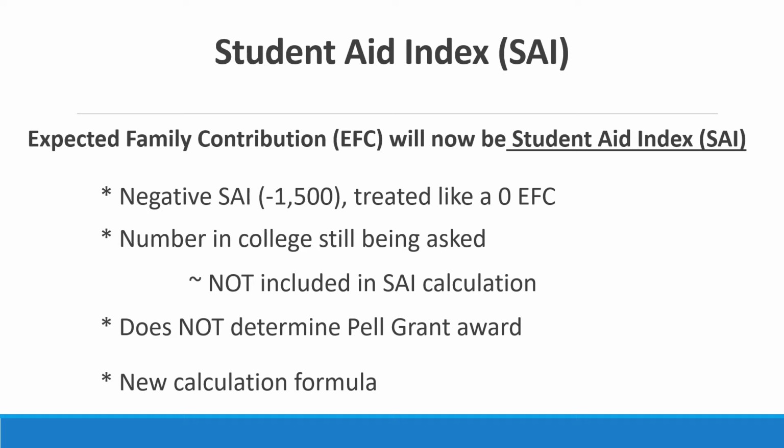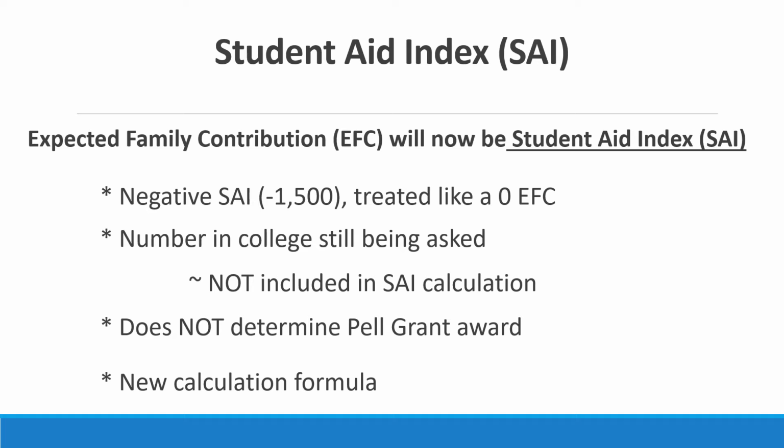First, the EFC that has been used for the past years has now been updated and will be called a student aid index. Students will no longer receive an EFC when they file the FAFSA. They will now receive a student aid index. Some points to note regarding the student aid index is it can now be negative. It can be as low as negative 1,500. Previously, the lowest EFC was 0.